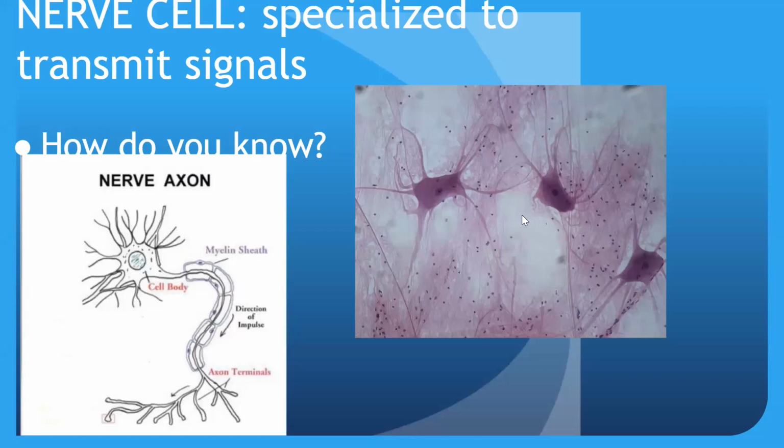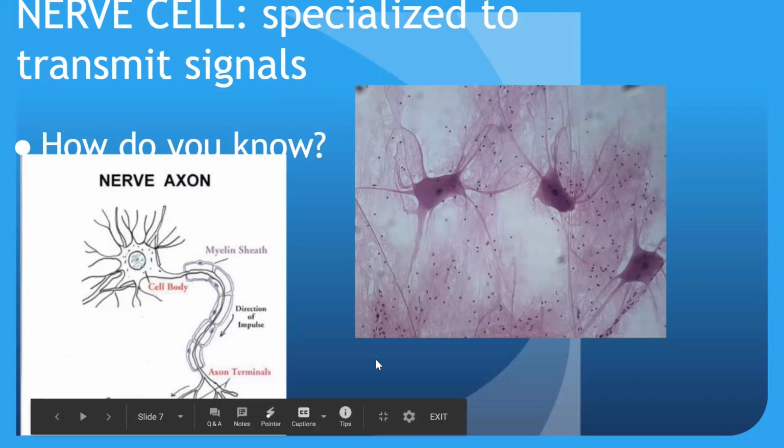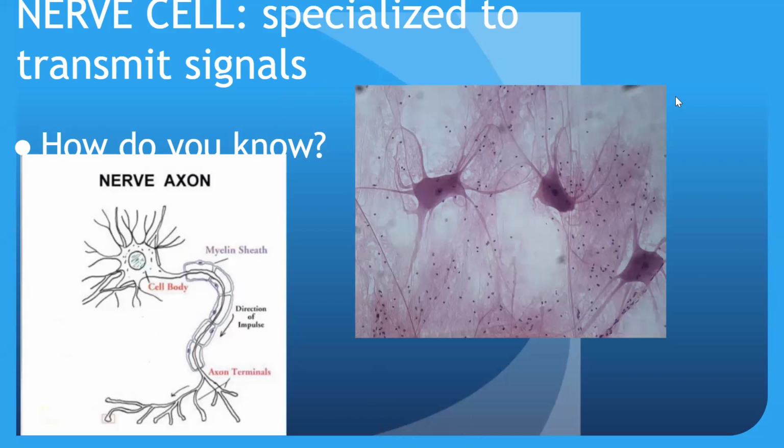So the first kind of specialized animal cell we're going to talk about in multicellular organisms is called a nerve cell. This nerve cell is specialized to transmit signals. What's another word for transmit? Right, to send. So nerve cells are specialized to send signals.